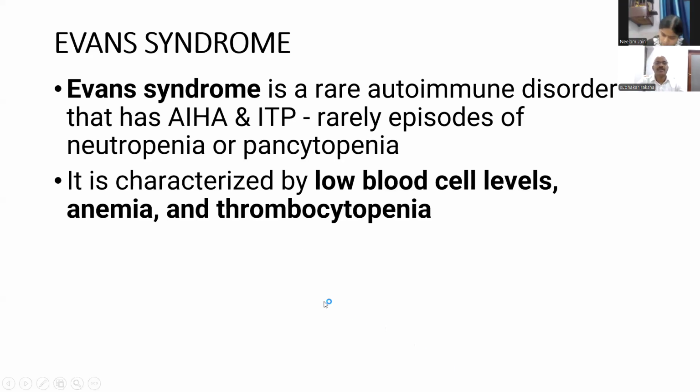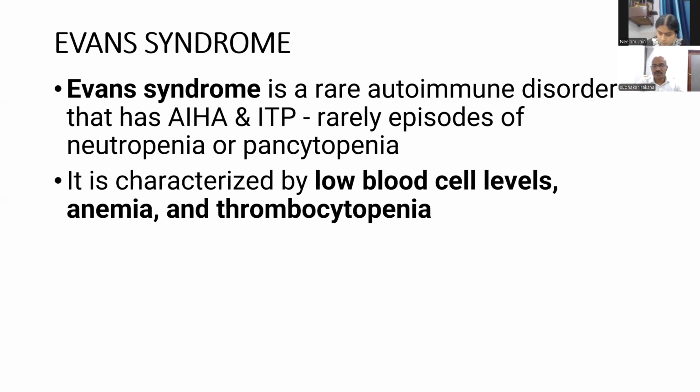In Evans syndrome, there are two cells which are decreased than the normal count. These two cells are the red cells and the platelets. So in Evans syndrome, there is anemia and thrombocytopenia. Anemia is decrease in the hemoglobin percentage. Thrombocytopenia is decrease in the platelet count. So this anemia is an acquired hemolytic anemia, autoimmune hemolytic anemia, which is acquired. And the thrombocytopenia is idiopathic thrombocytopenia. Idiopathic means we don't know the cause of the decrease in the platelet count.